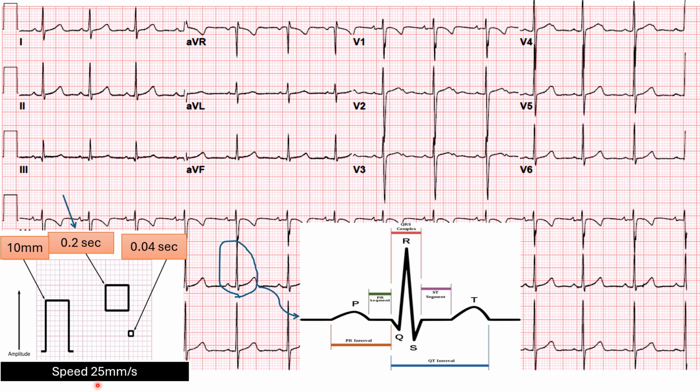The standard speed is 25 millimeters per second. In this case, each small square equals 0.04 seconds or 40 milliseconds, and each large square equals 0.2 seconds or 200 milliseconds. In this case, 5 large squares will equal 1 second. If 1 second equals 5 large squares, this means 60 seconds equal 300 large squares, or 1 minute equals 300 large squares.